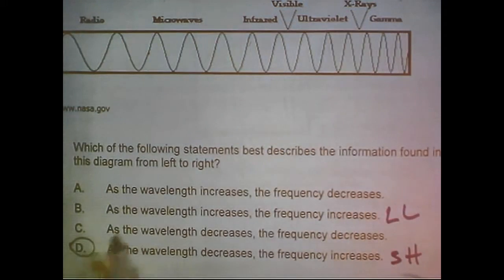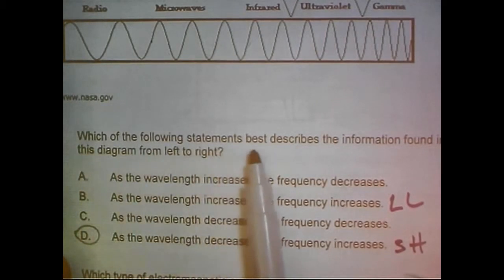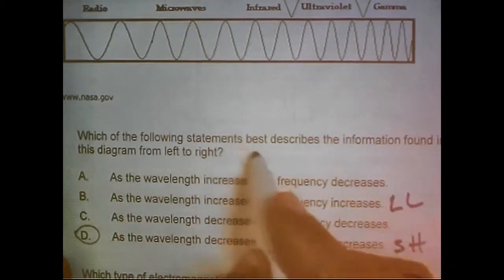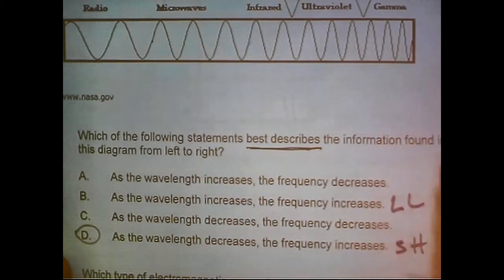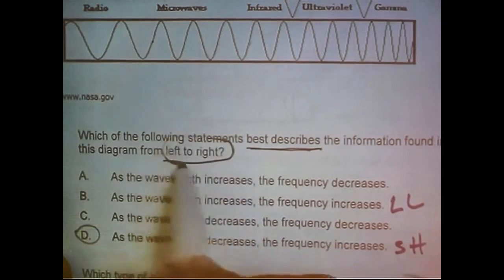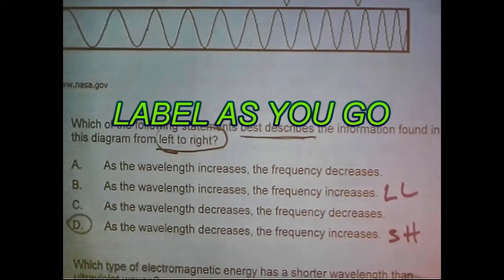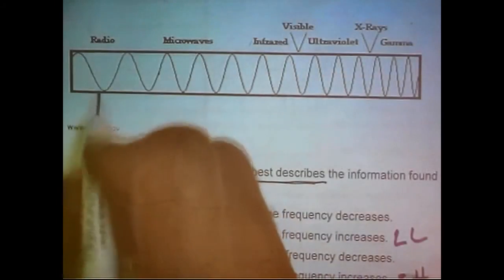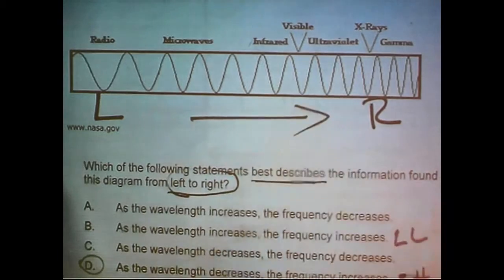Now look at what the question is asking. It says, which of the following statements best describes the information found in the diagram from what? Left to right. I'm going to use selective underlining. So in addition to understanding the question, you also need to understand the directions. It says from left to right. Let's go back up here and label. This is left and this is right. So I'm moving that particular way.